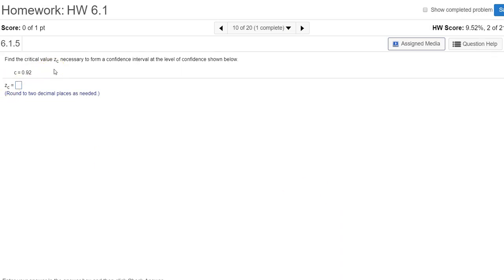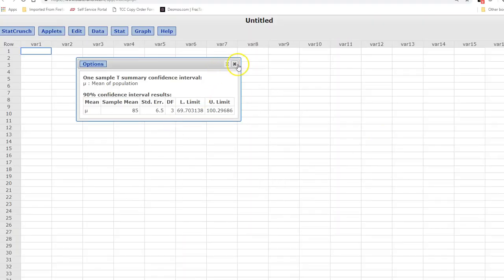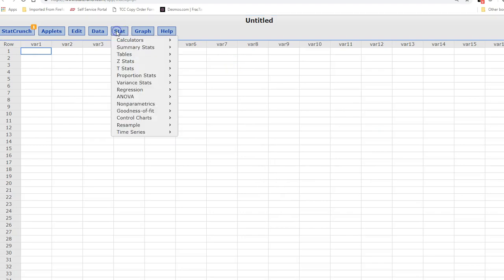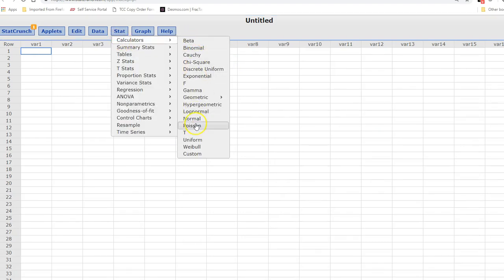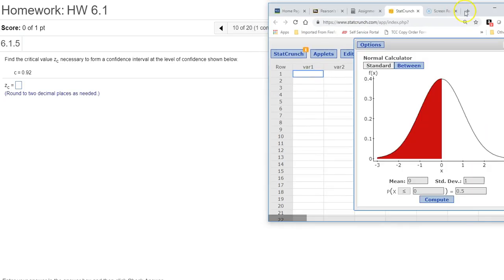Find the critical values. There are two ways of finding critical values. One is using your chart, but in class we did not use the chart. We used the StatCrunch calculator. So I'm going to go ahead and open that now. Let me see if it's opened up somewhere here. Yep, it is. Okay. So I go to Stats, Calculators, Normal Calculator. I'm going to go ahead and show that to you.